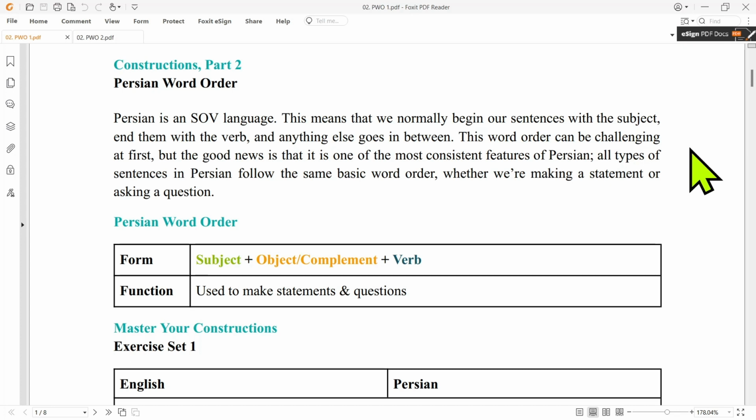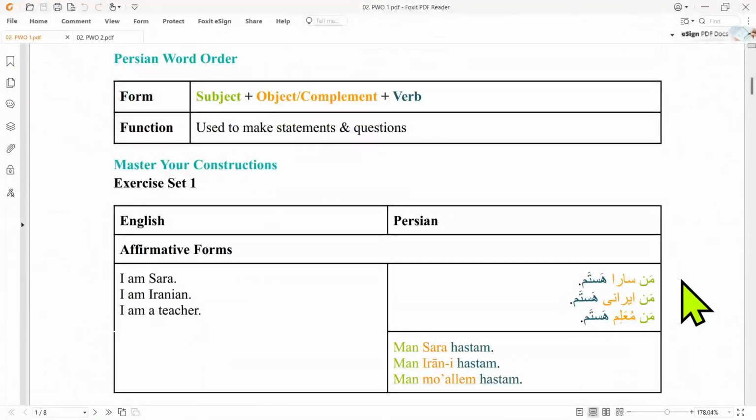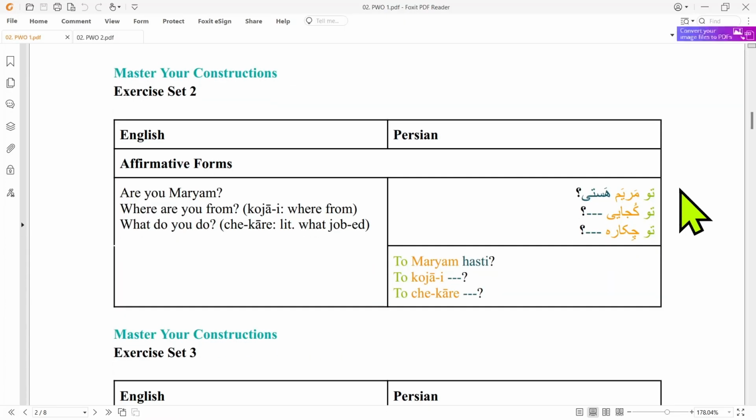All types of sentences in Persian follow the same basic word order, whether we're making a statement or asking a question. Let's see how this works. You remember that I am Sara in Persian is man Sara hastam. I am Iranian is man Irani hastam. And I am a teacher is man muallim hastam. All statements. Now let's ask a question.